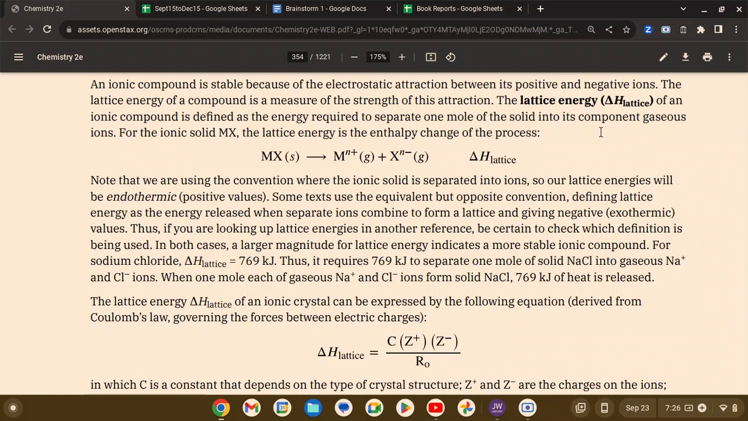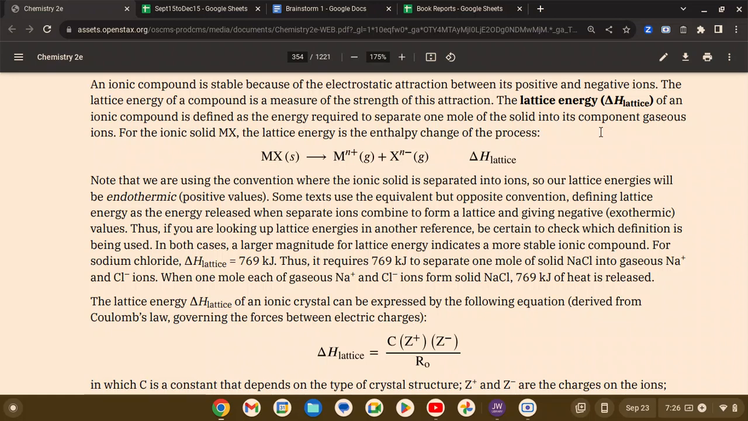For sodium chloride, delta H lattice is 769 kilojoules. Thus, it requires 769 kilojoules to separate 1 mole of solid sodium chloride into gaseous sodium and chloride ions. When 1 mole of each of gaseous sodium and chloride ions forms solid sodium chloride, 769 kilojoules of heat is released.